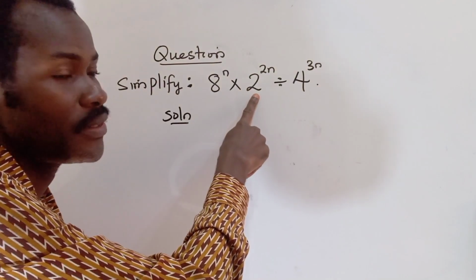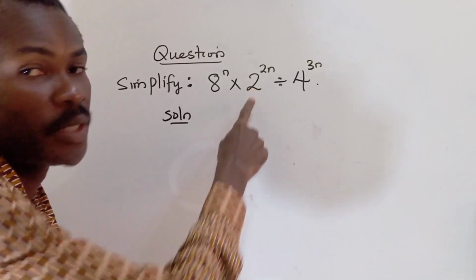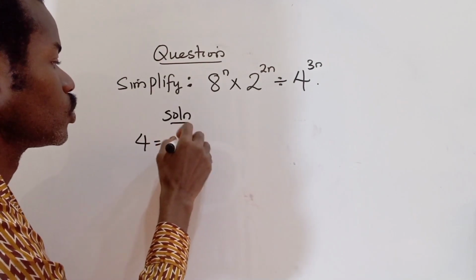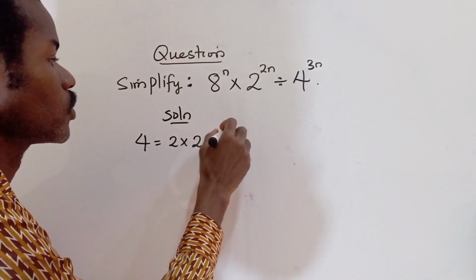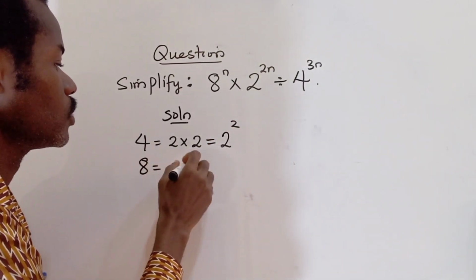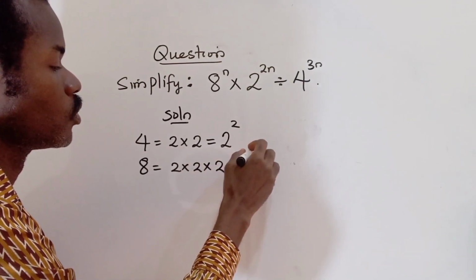So the smallest base here is 2. So we are going to keep 4 and 8 in base 2. How do we do that? We know that 4 is 2 times 2, which also means 2 squared. And 8 is 2 times 2 times 2, which also means 2 to the power of 3.